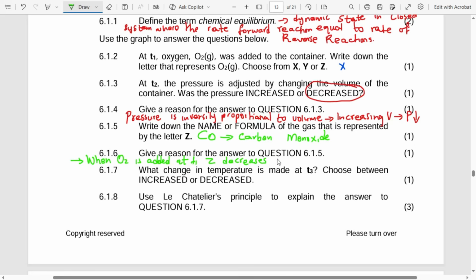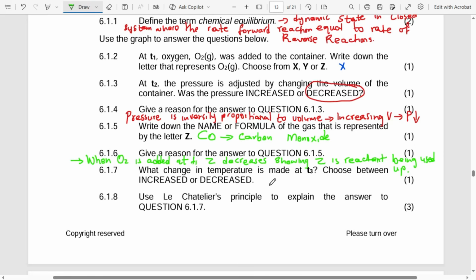Right, showing that Z is a reactant. Already we know that O2 is a reactant, so the other one should be Z, which is CO2. It's a reactant being used up. Right, so carbon monoxide is a reactant in the forward reaction. Therefore, you can tell them that the carbon monoxide is the reactant in the forward reaction. And that's it for that one. I'm just going to move to the next question.